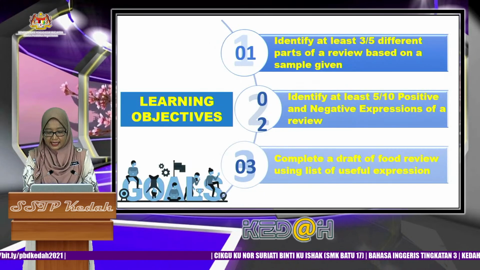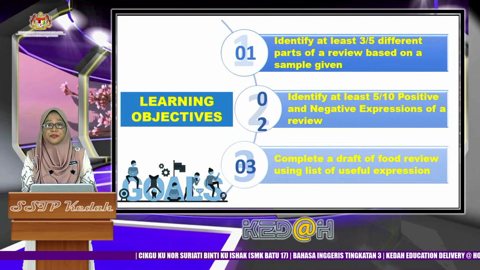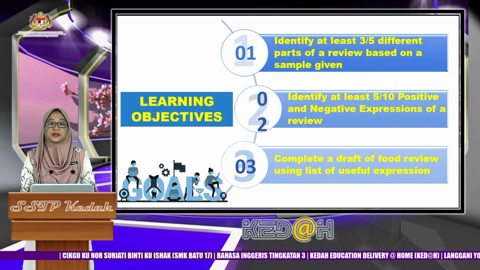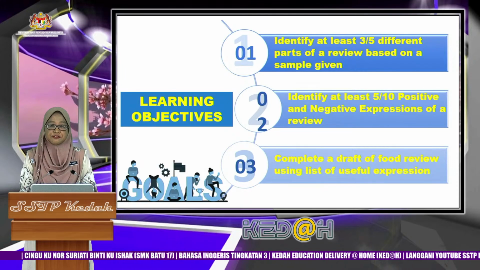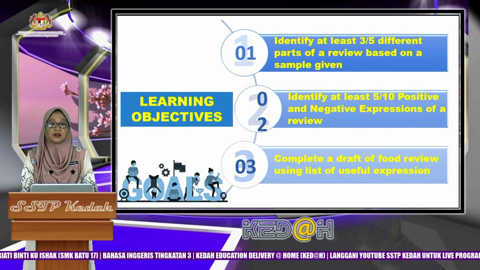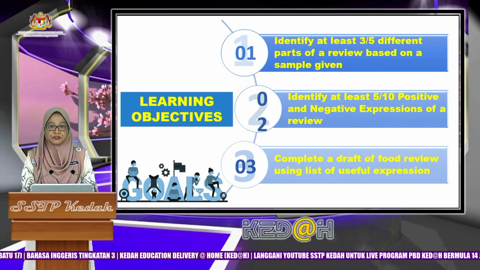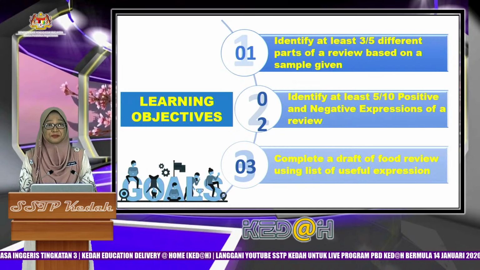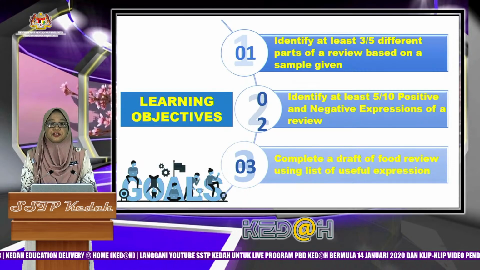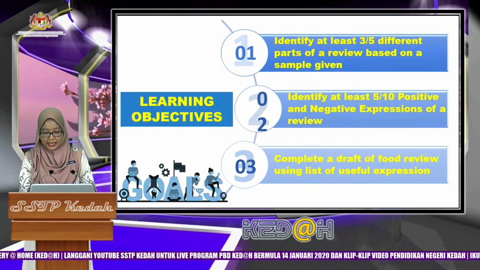So, after studying the scheme of work and the textbook for this double period lesson, these are the learning objectives. At the end of the lesson, pupils should be able to, number 1, identify at least 3 or 5 different parts of a review based on a sample given. Number 2, identify at least 5 of 10 positive and negative expressions of a review. And number 3, complete a draft of food review using the list of useful expressions.